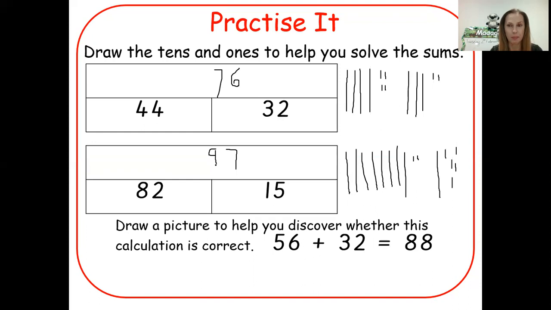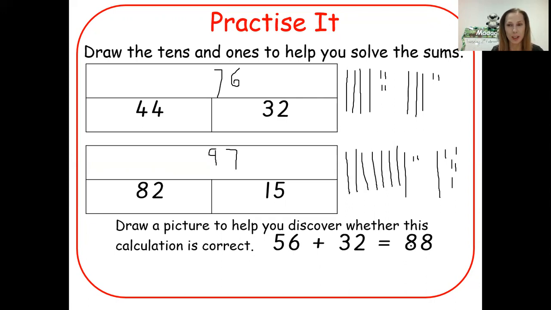Okay, so this one's a little bit different. It says, draw a picture to help you discover whether this calculation is correct. Is it correct? Prove it. You need to draw a picture. So 56 add 32 equals 88. Does it? I don't know. Okay, pause the video and have a go.